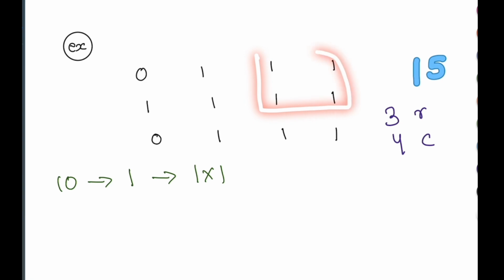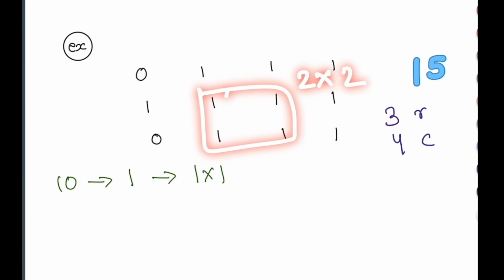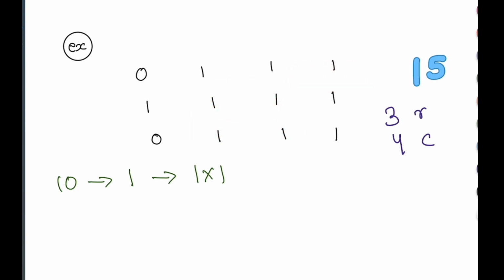Now we have more square submatrices of size 2 by 2. We have this as well. The size is 2 by 2 and all ones. Apart from this, we have this as well. The size is 2 by 2 and all ones. And we have one more 2 by 2 square submatrix, which is this one. 2 by 2, all ones. So we got 4 square submatrices of size 2. That is, it has 2 rows and 2 columns.